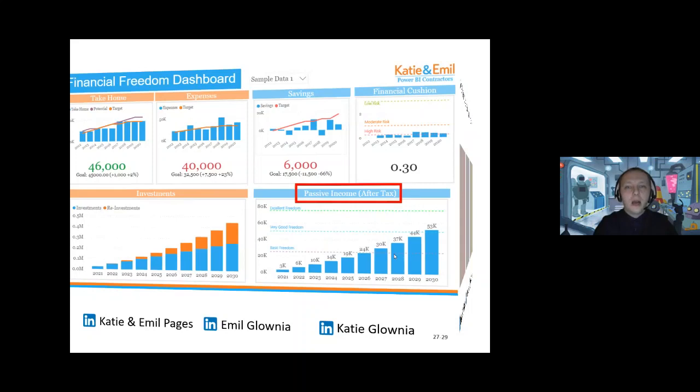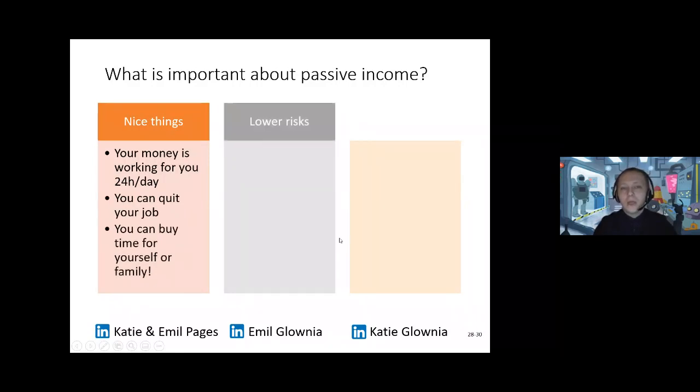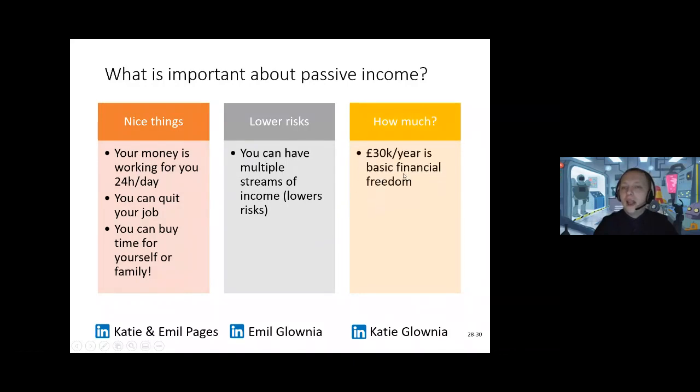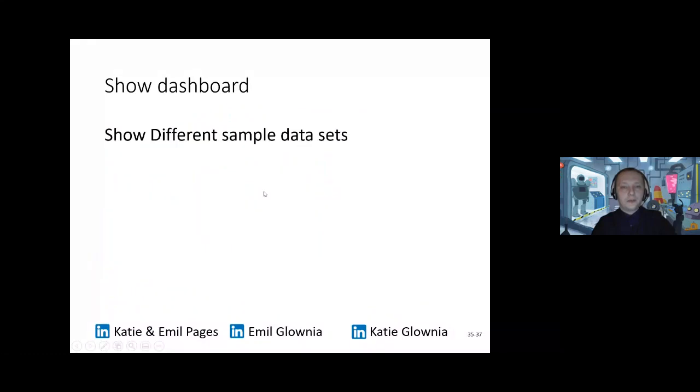Now, what is important about passive income? Your money is working for you 24 hours a day. If you are sick, or if you want to quit your job, you can buy time for yourself and your family. Lower risk: you can have multiple streams of income, which is quite good, because if you have a job, it's a single stream. Apparently millionaires have on average 7 streams of income. If you have 7 and 3 of them don't work, you still have 4, so it lowers risk. And how much? 30k a year is basic financial freedom in the UK, according to average statistics.